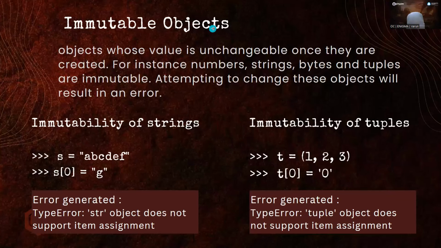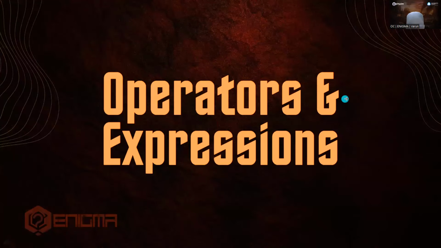So the immutable data types, immutable objects, are strings and tuples. Tuple is also one of the data types. It is similar to a list, but the difference between a tuple and a list is that a list is a mutable object and a tuple is an immutable object. You can't change the value of that tuple at runtime.